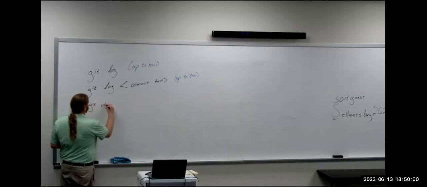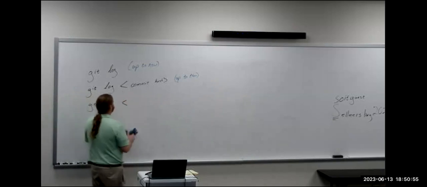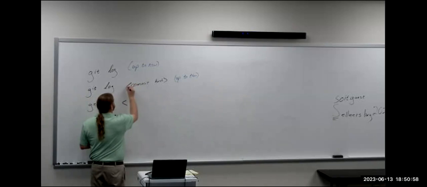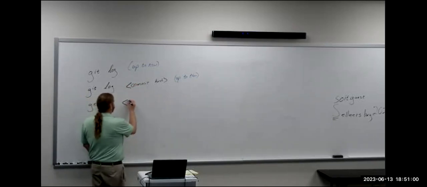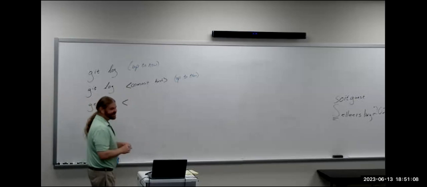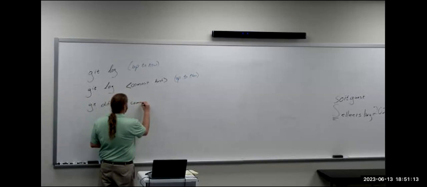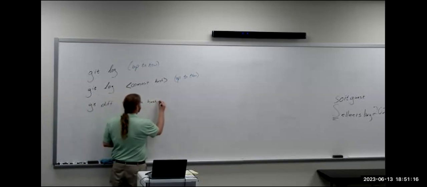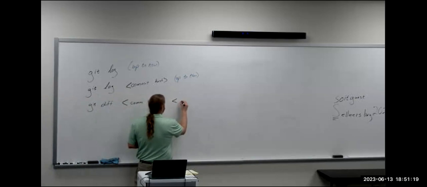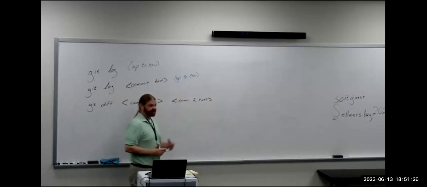Git diff, and then I'm using angle brackets for the unique stuff to fill in. FMIs, you've probably seen that in instructions. The fill-me-ins are almost always done with angle brackets. So again, it's going to be the commit hash. I'll put commit hash, two of them, because we need to compare two different versions.